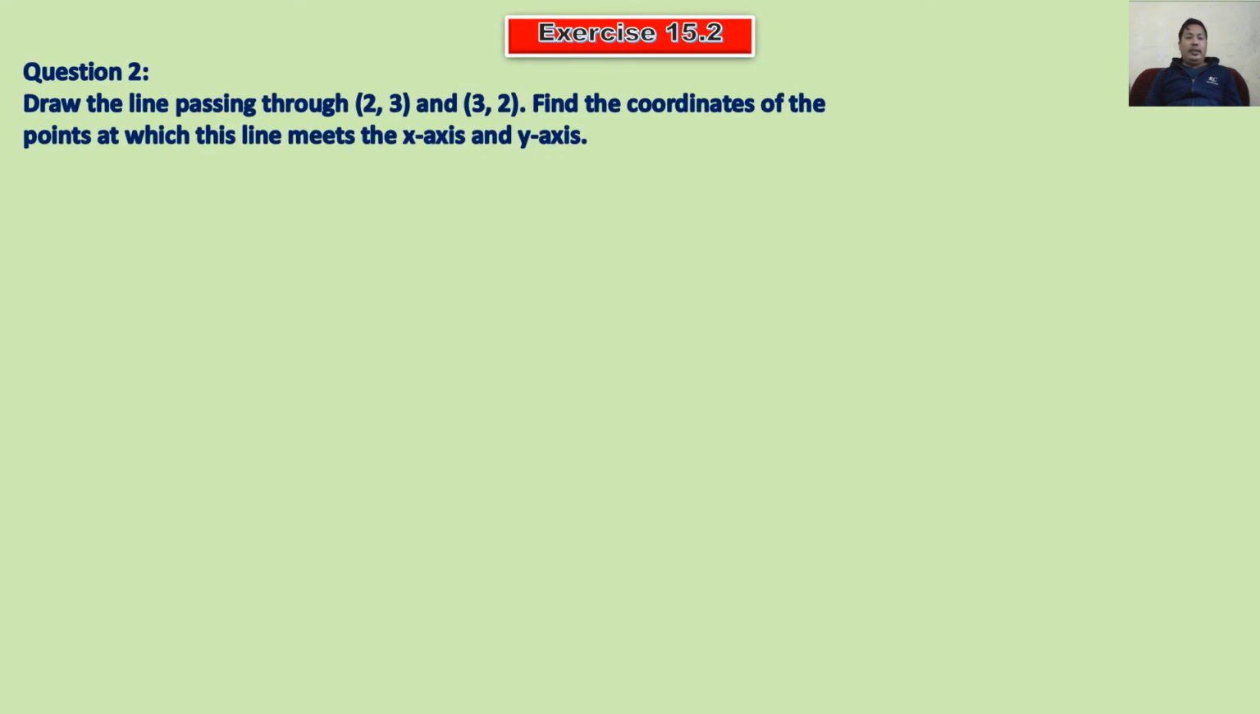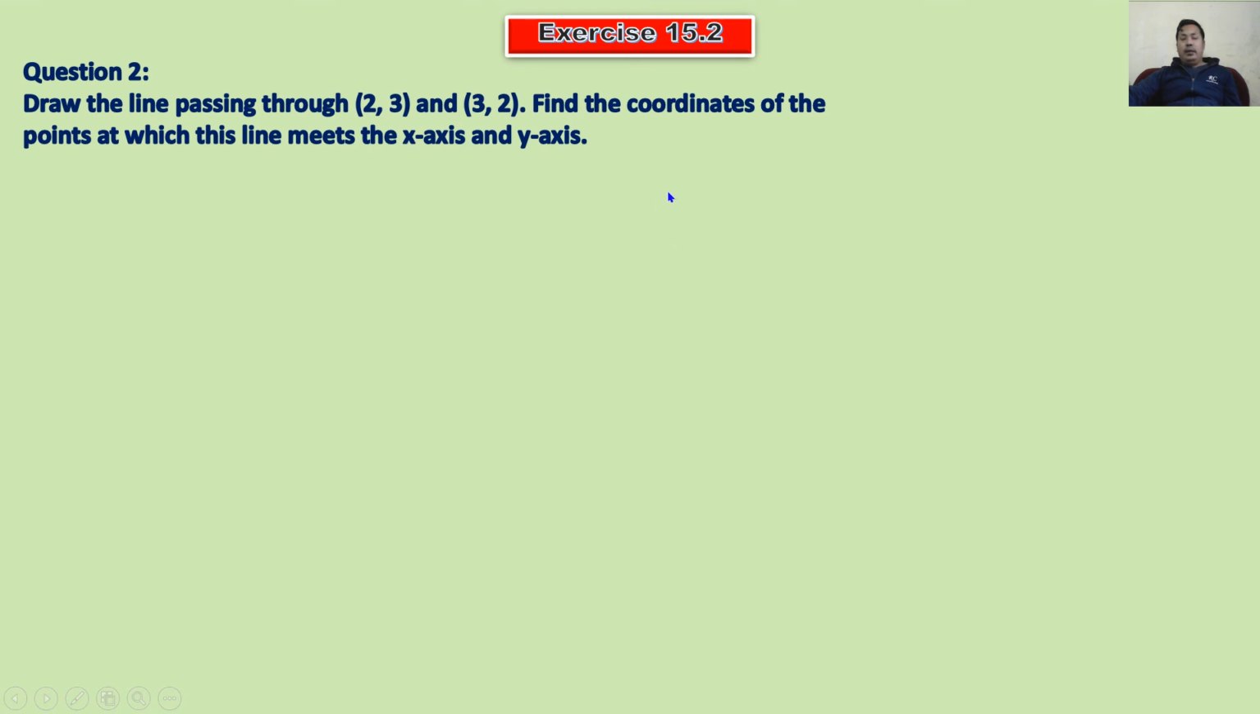Question number 2 says: draw the line passing through the coordinate 2, 3 and the coordinate 3, 2. The coordinate 2, 3 means the value of x is 2 and the value of y is 3, and the next has x as 3 and y as 2. You have to draw a line passing through these two coordinates, and find the other points at which this line meets the x-axis and y-axis.